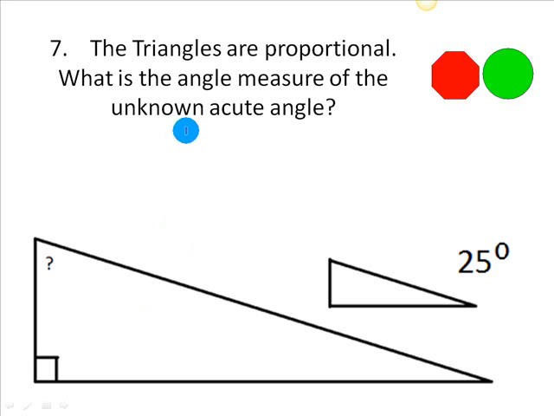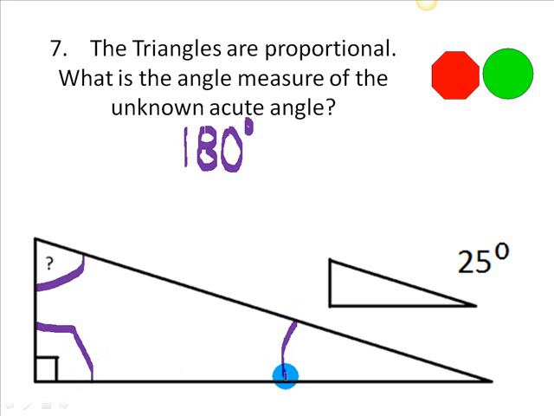Every single triangle in the known universe has exactly 180 degrees in it, if you are given that 360 degrees are in a circle. So if you total up this measure plus this measure plus this measure, it will equal 180 degrees. Well, if this is 25 degrees and they're proportional, then this is 25 degrees. And this little thing right here means that this is a 90-degree angle.